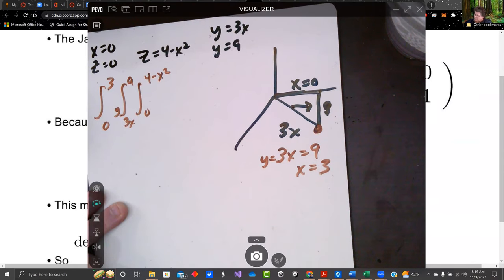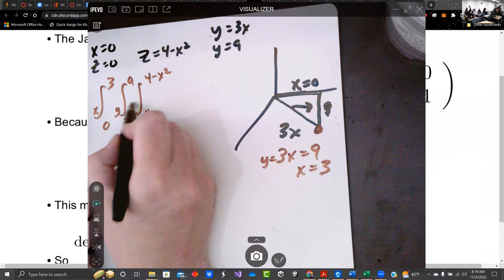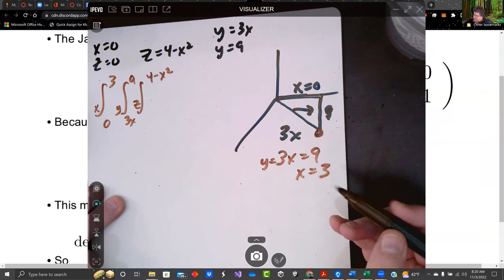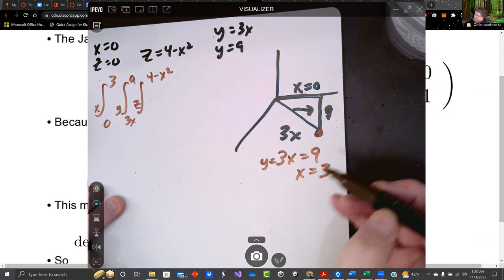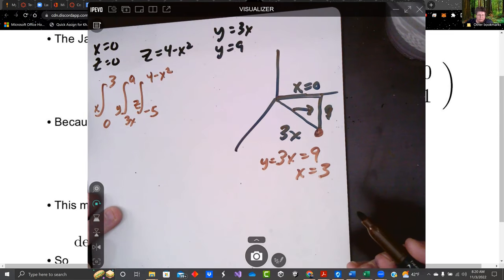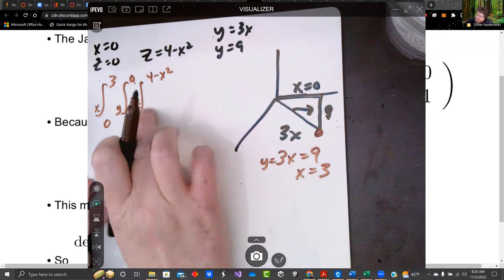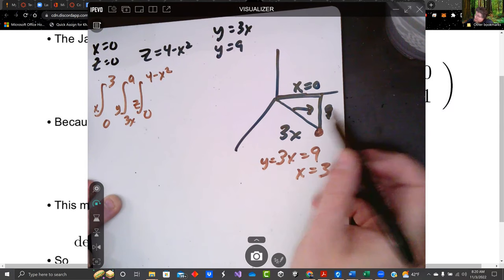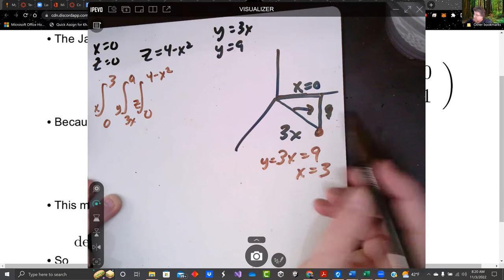We're doing volume. We got a question. Yeah. At x equals 3, the z would be negative. You're right. Wait, no, it does say z equals 0. It's bounded by z equals 0. So there's a cutoff then, right? Where does this cut off? x cuts off at 2.